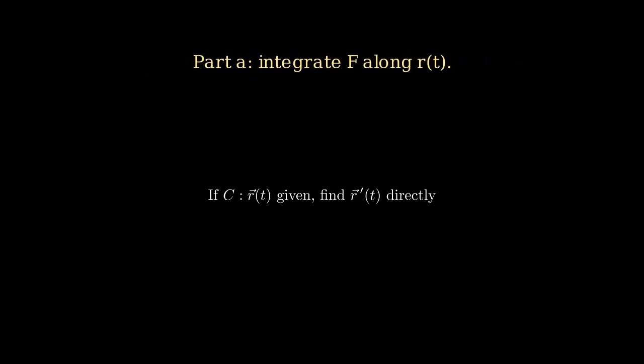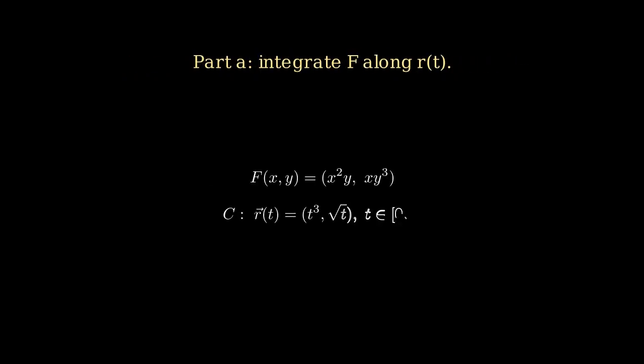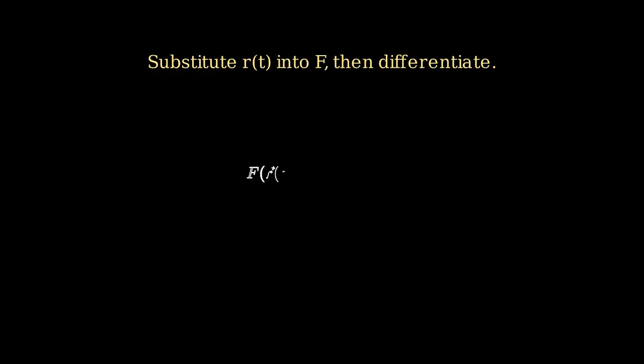Part A. Evaluate the line integral of F dot dr, where F of x, y equals x squared y, x y cubed, and C is the curve r of t equals t cubed, root t, for t between 0 and 1. Step 1. Substitute the curve's components into the field. Step 2. Differentiate the curve to find r prime of t, giving 3t squared, 1 over 2 root t.